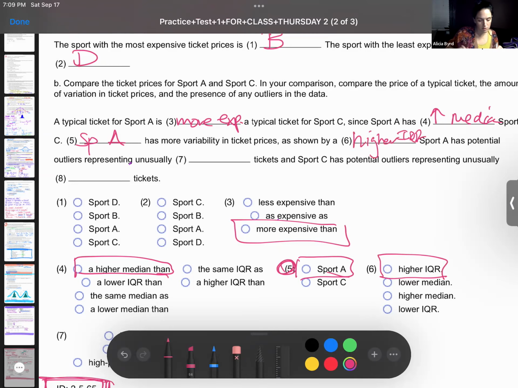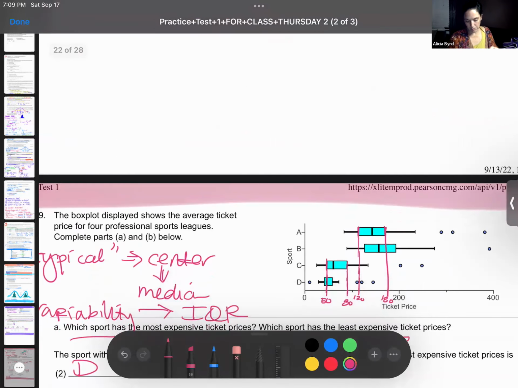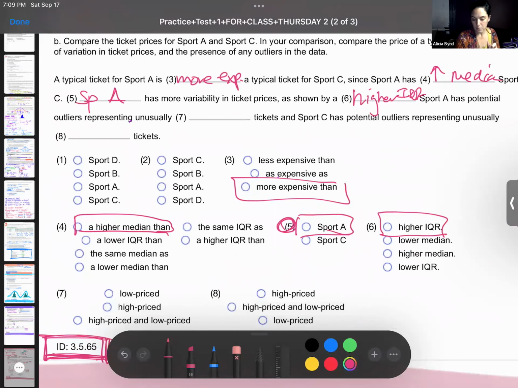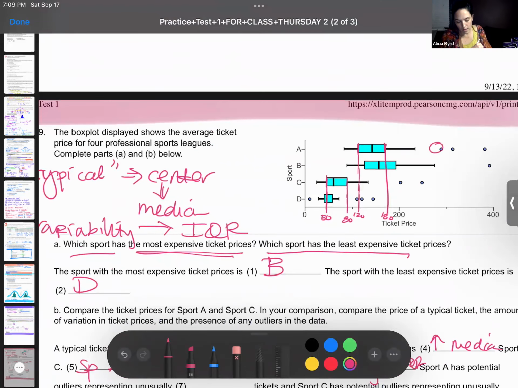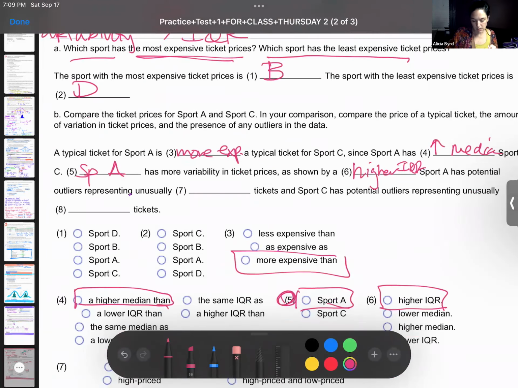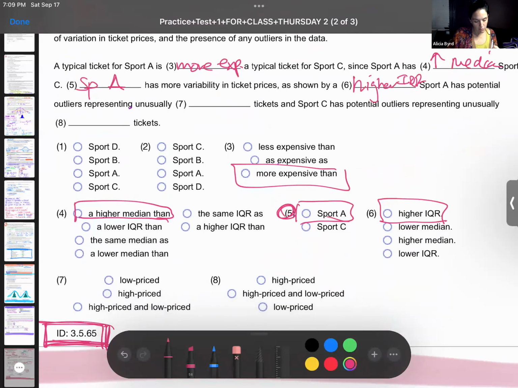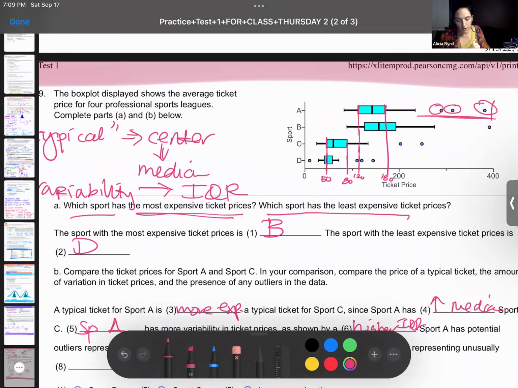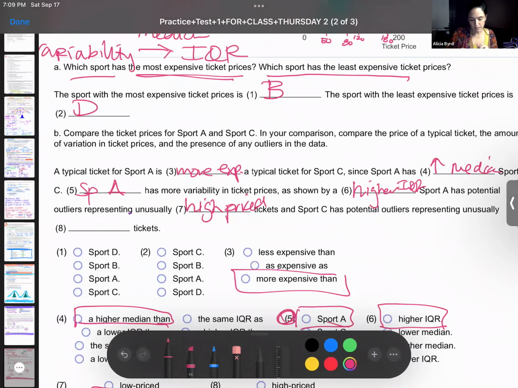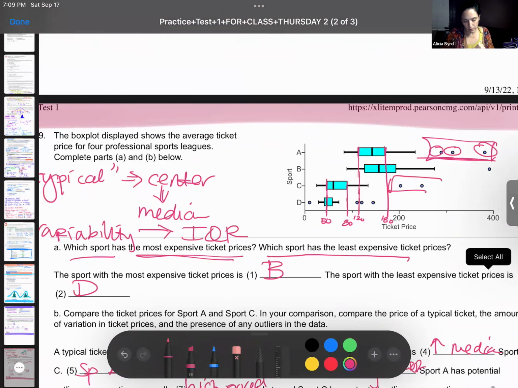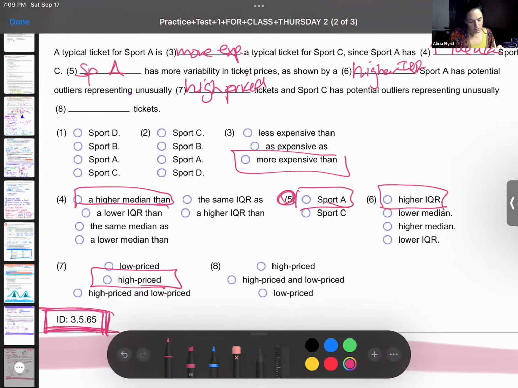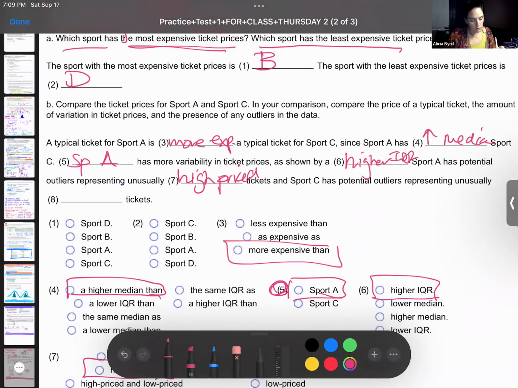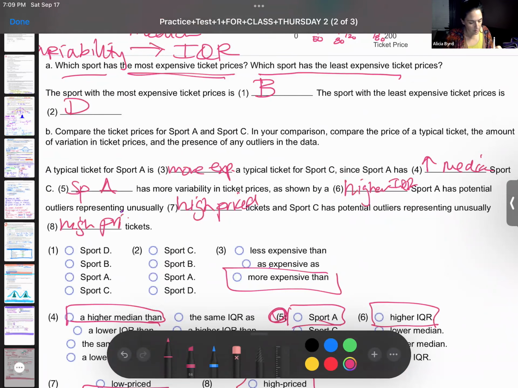Does sport A have potential outliers representing unusually high or low prices? So where are the outliers for A? They're way over here. See that? So those are representing unusually high priced. It's only high priced because they're only on the right. That's where the high priced values are. So A, because it's over here, they're high priced tickets. Sport C also has outliers over on the right. So that's also high priced. So they both only have outliers to the right, which are high priced tickets.